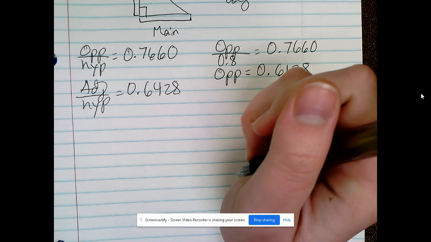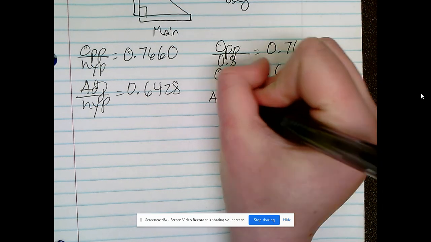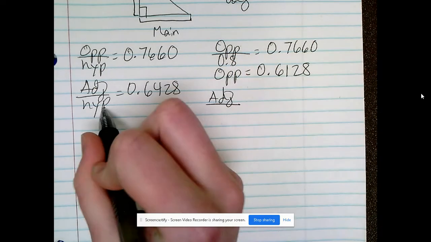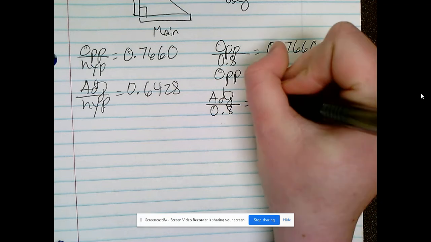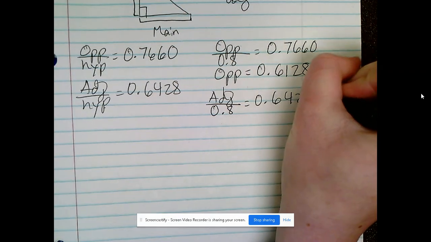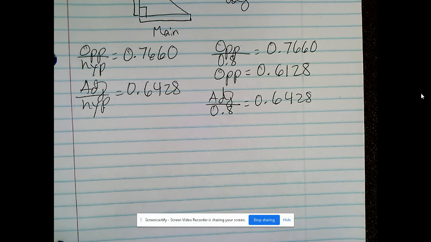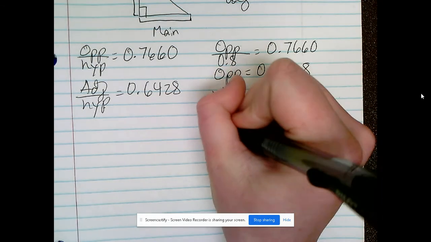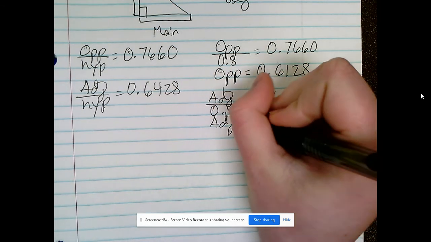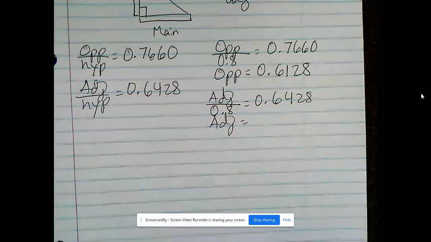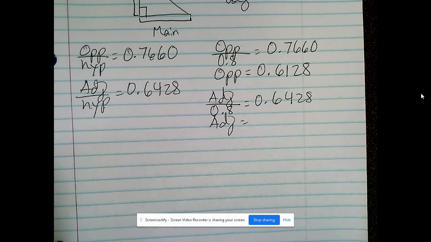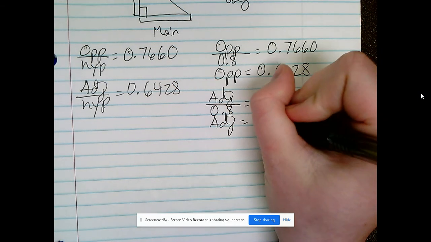For our next problem, we have our adjacent over our hypotenuse, which we already know is 0.8, and it's going to equal 0.6428. So in order to get adjacent by itself, we're going to multiply both sides by 0.8, so that we get the adjacent by itself on one side of the equal sign. So we have 0.8 times 0.6428.